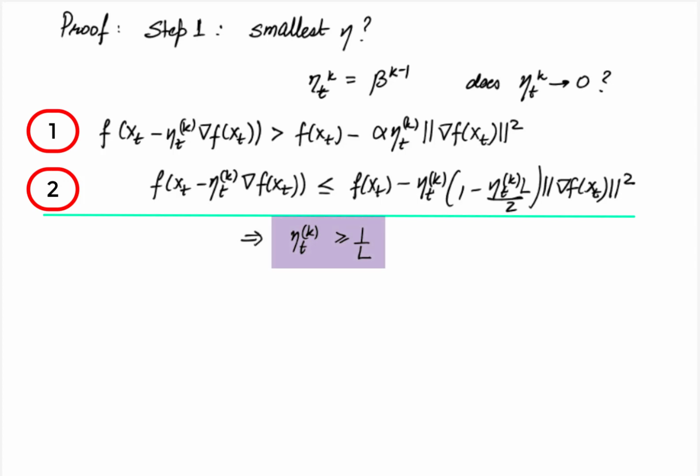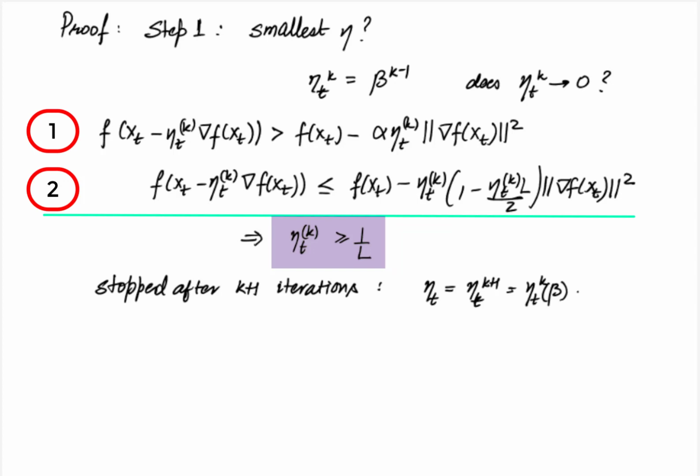But at some point the search stops, and this would not hold. So suppose that the search stopped after k plus 1 iterations. Then the condition was true till the k-th iteration. But our update rule for eta was multiplication by a beta factor. So therefore, the final value of eta_t is equal to eta_{t,k+1}, which is equal to beta times eta_{t,k}, which is greater than or equal to beta over L. So that is the final condition that holds at termination of the line search procedure, and we end up using this eta_t value in the main gradient descent update.